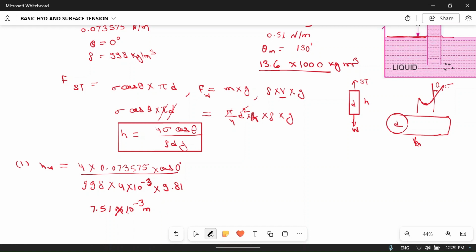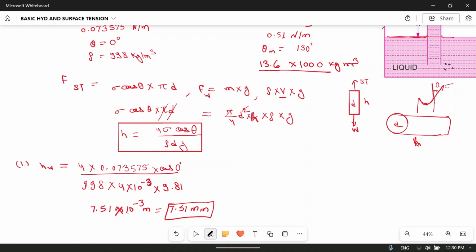So if we calculate in mm, then we have to multiply by 1000. So this 1000 will cancel this 10 to the power minus 3. So it will become 7.51 mm. So water will rise by 7.51 mm in this tube.